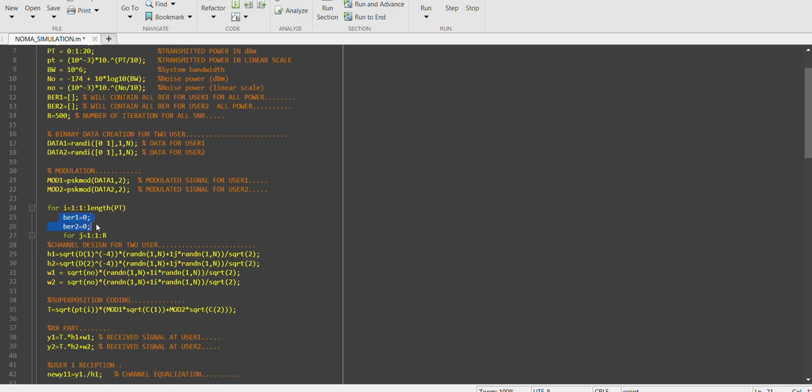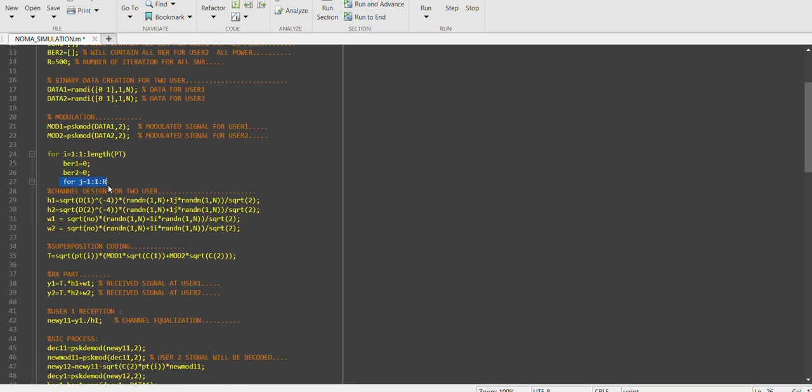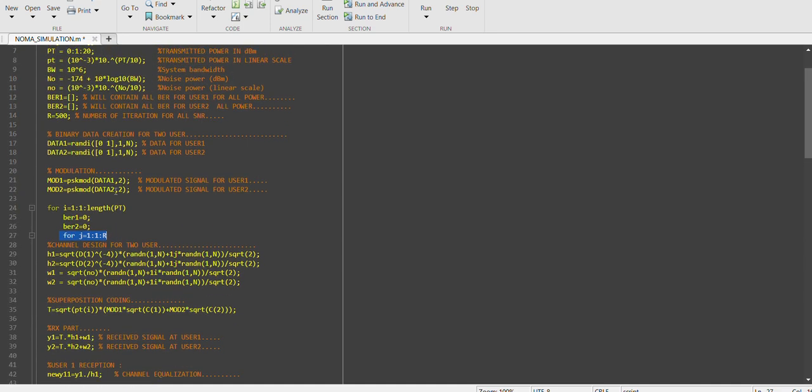Then this BR1 and BR2, I will explain later why I have taken BR1 and BR2 as 0. After that, as I have told you, for each power we need to iterate our system. R is the number of iterations we want to consider for each power, so that is why I have taken another variable J. It will start from 1 and go up to R, right?